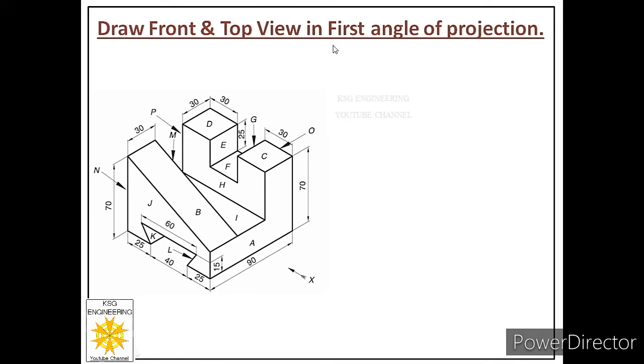Now we know that we have to draw the projections of this object in first angle. That means we have to consider the object in the first quadrant. So if this is the position of the observer and we are drawing in the first quadrant, that means VP is behind the object and the horizontal plane is below the object. So this should be clear to you.